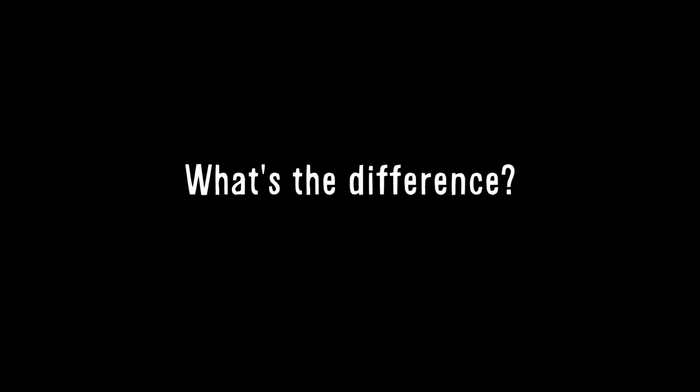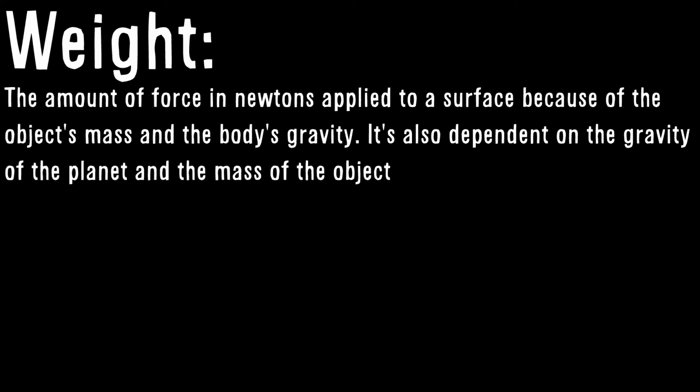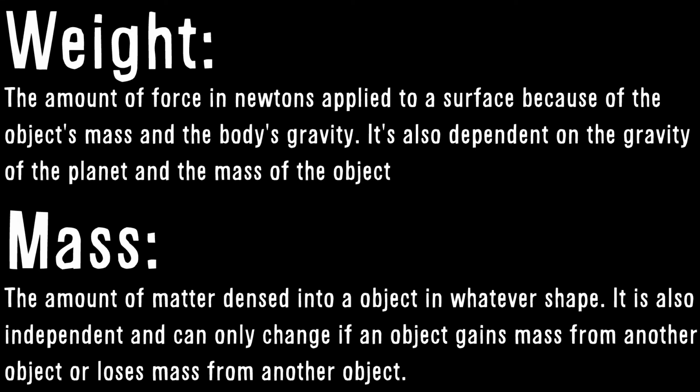Weight versus mass. What exactly is the difference? Weight is the force in newtons put onto a surface because of the planet's gravity and the object's mass. So weight is a force. Mass, however, is the amount of matter in an object, in kilograms. So mass is how much stuff there is in something.